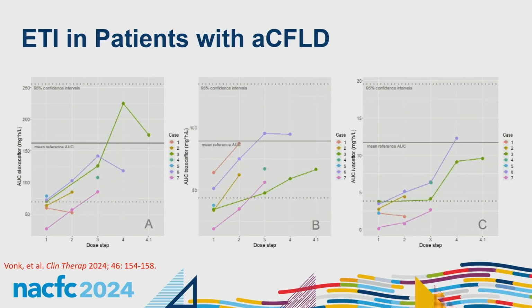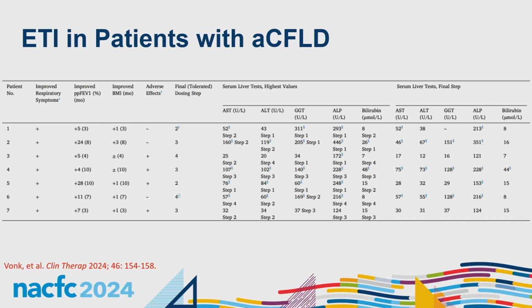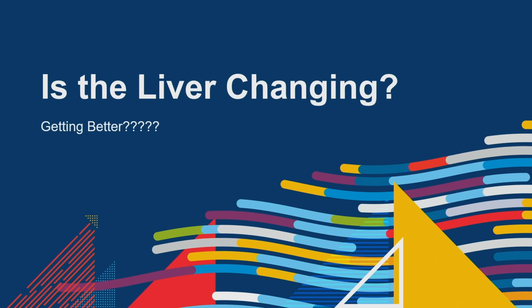They even actually tracked levels of the 3 components to see where they were for an area under the curve, to make sure that their drug metabolites were getting to a range that should be therapeutic. And I think this is the important part of this. All of them had improvement in respiratory symptoms. All of them had improvement in FEV1. All of them had an improvement in BMI, and they were able to either get to the 2nd, 3rd, or even the 4th step of the protocol, not even just the 1st step. So there is a way to get these patients on medication, even if they have advanced liver involvement.